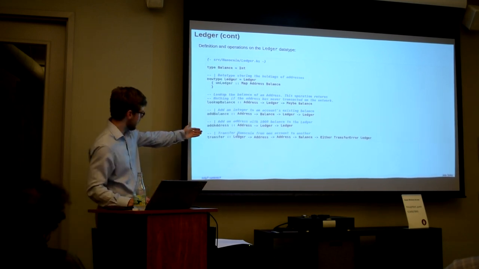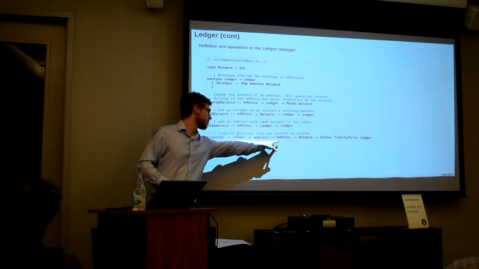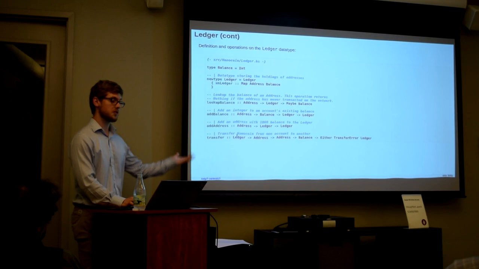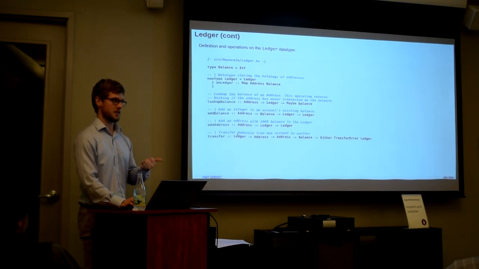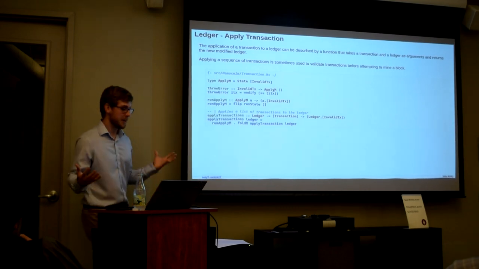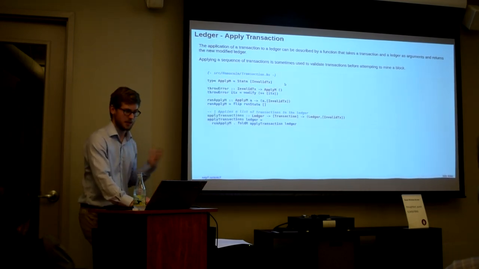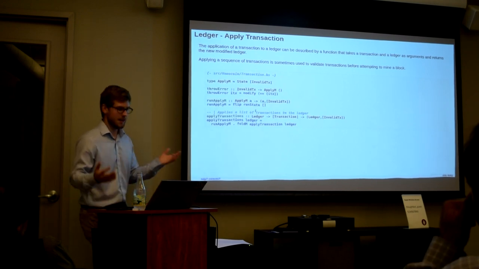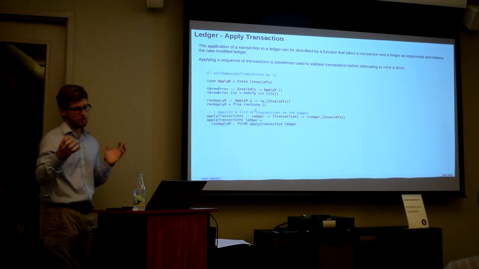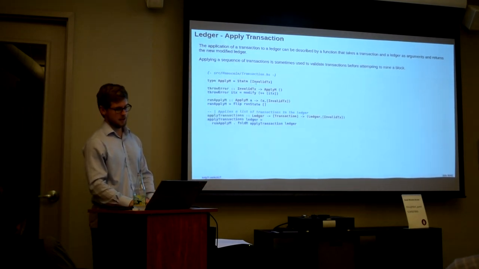And then we need this transfer that takes some ledger state, a from and a to address, and how much you want to transfer, and it either fails or it returns a new ledger state with the transaction being applied. We need to be able to apply a transaction to a ledger state. I've been throwing these two words around, apply transaction. What does that mean? Well, again, it means to actually take the data from the transaction, transfer, and then actually modify the ledger state. And here is where I use the state monad.